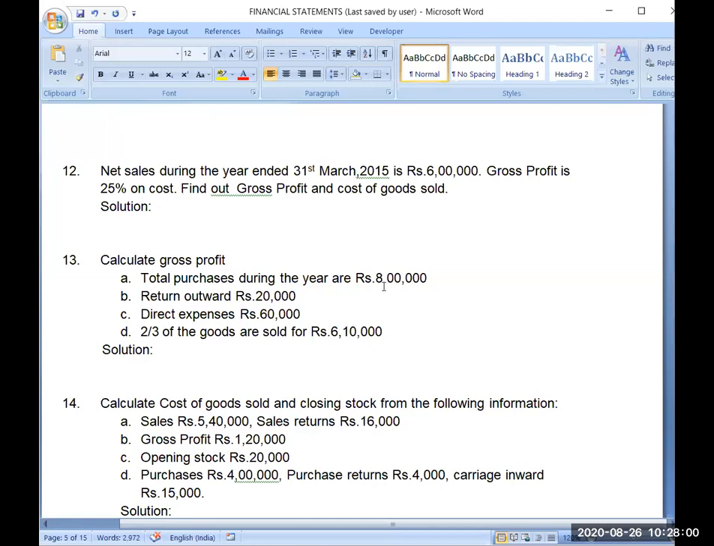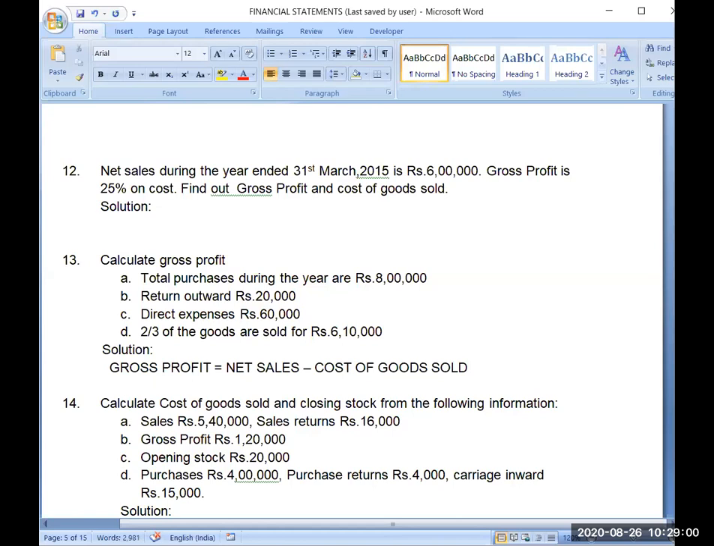Yes, very good. Okay, now write down the formula of gross profit. Tell me the formula of gross profit. What is the formula of gross profit? Yes, very good. Gross profit is equal to net sales minus cost of goods sold. Net sales minus cost of goods sold.